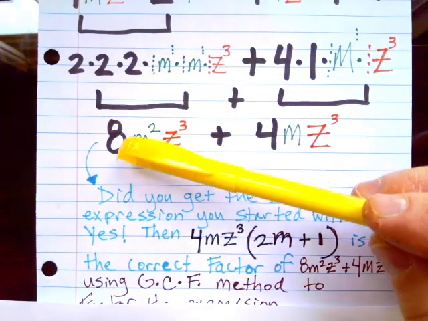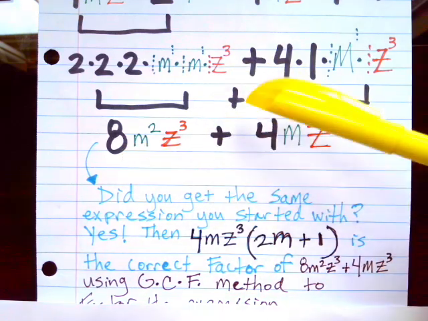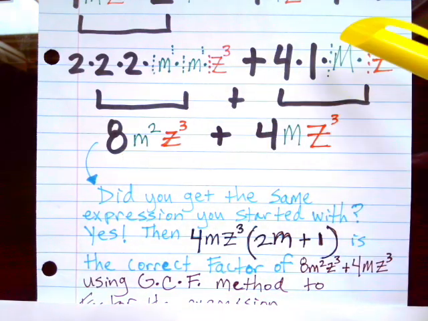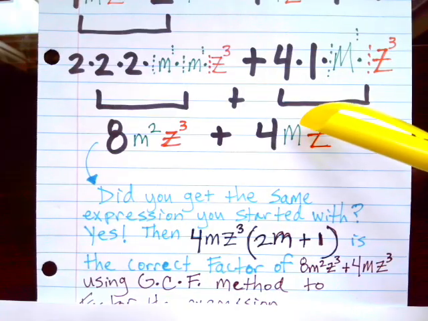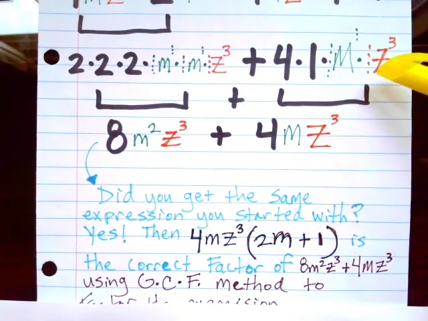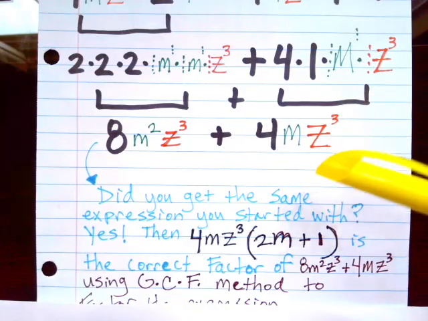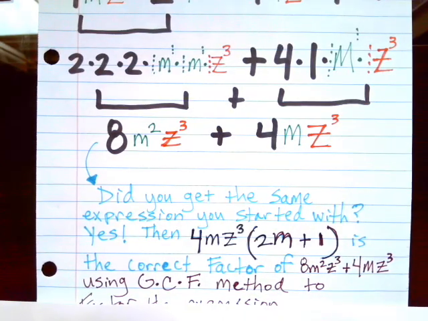Again, 2 times 2 is 4. 4 times 2 is 8, plus. 4 times 1 is 4, times 1 is still 4, m to that invisible 1 power, it's invisible, times 1z is just z cubed.